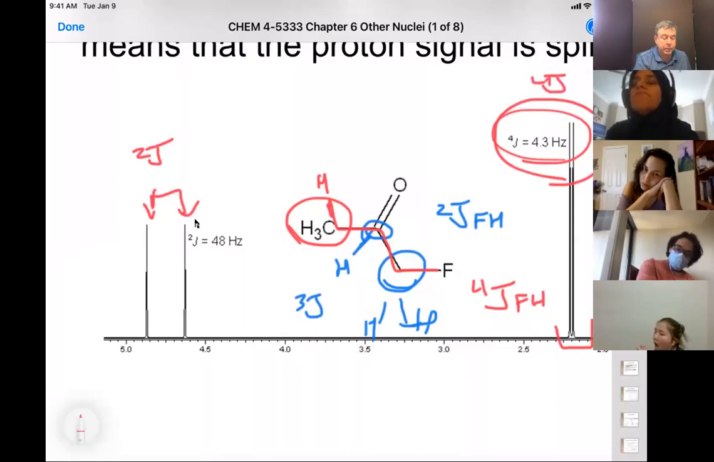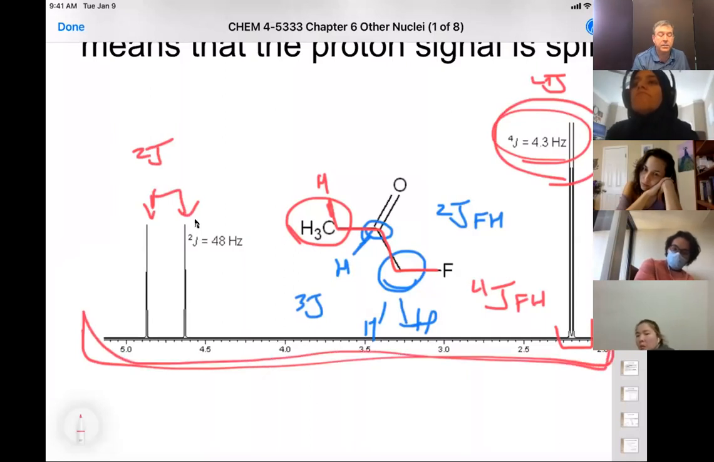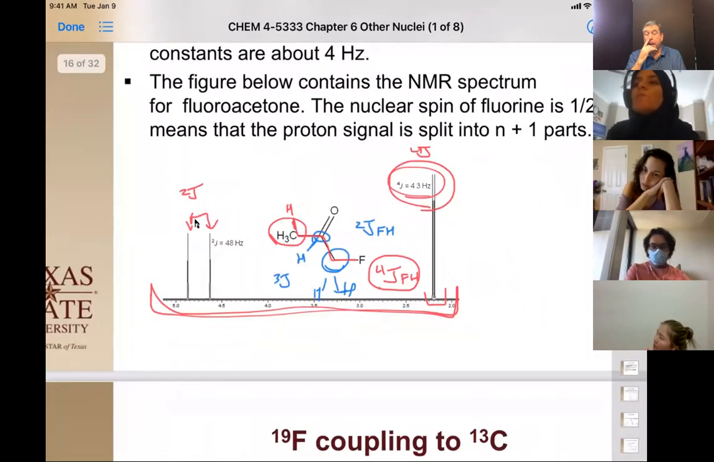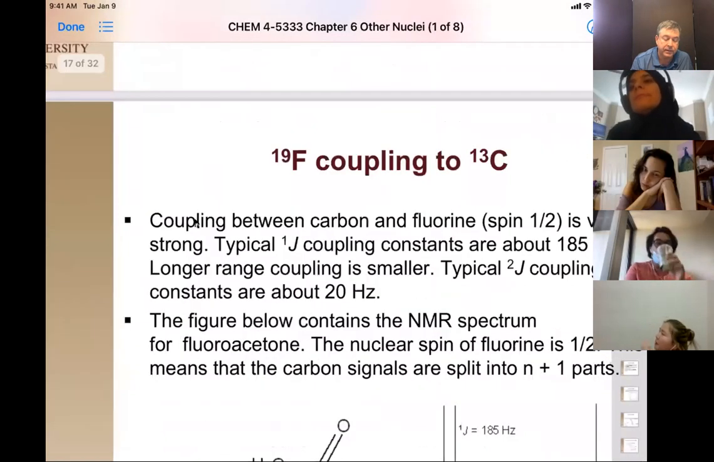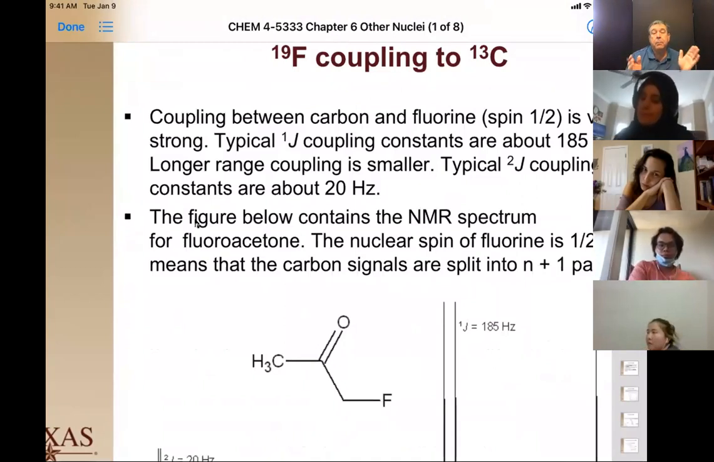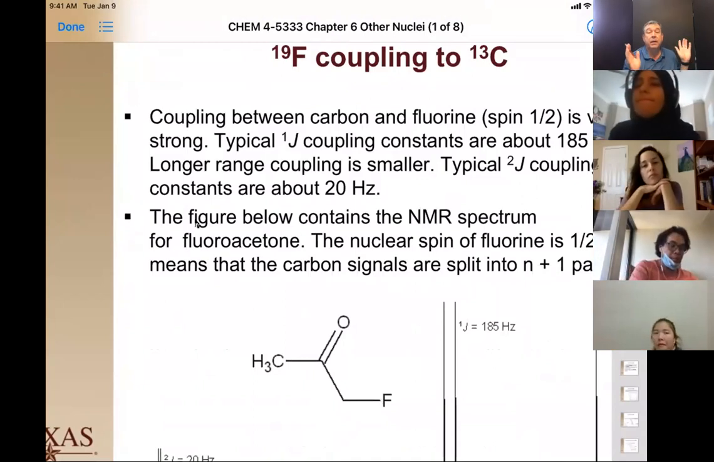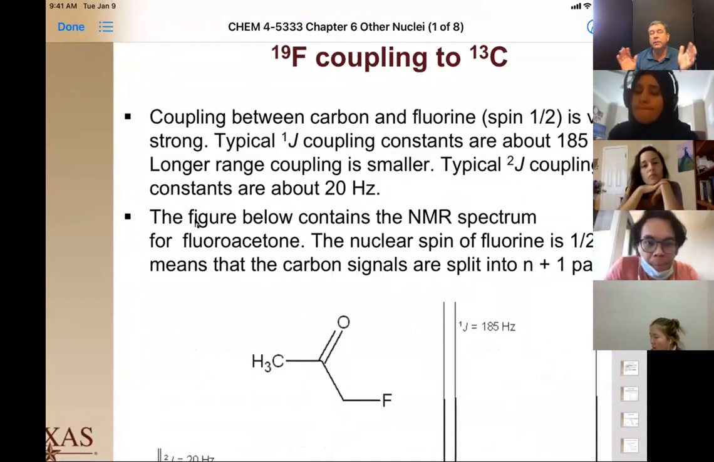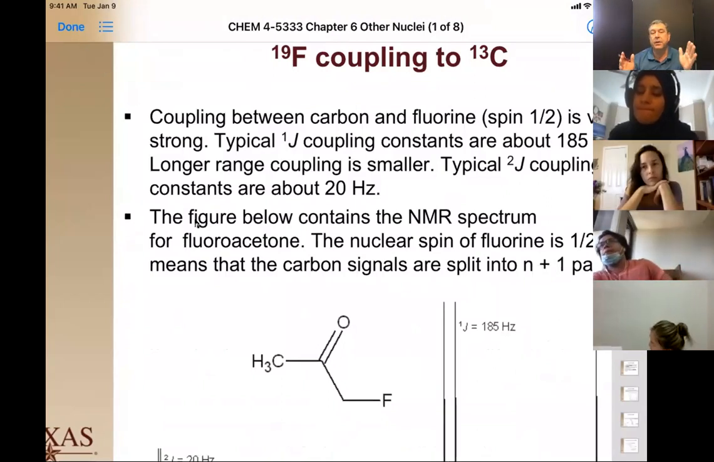So notice this is the proton NMR right here. And so we're seeing the fluorine coupling with the hydrogens in the proton NMR. Okay. And because fluorine is spin active and carbon is spin active, we can actually see couplings there as well. They tend to be only that one bond coupling, but you can see two bond couplings. One bond couplings are very big. We see about 185 hertz is pretty common.